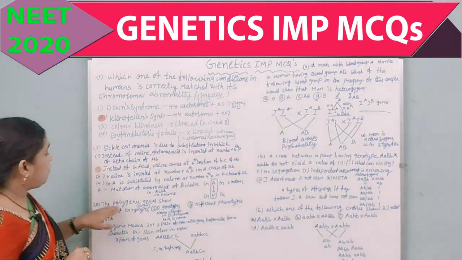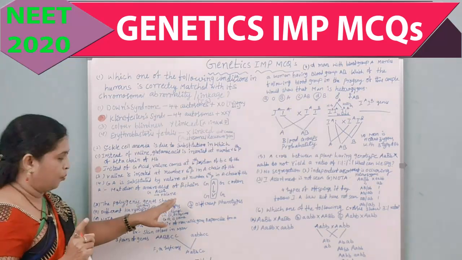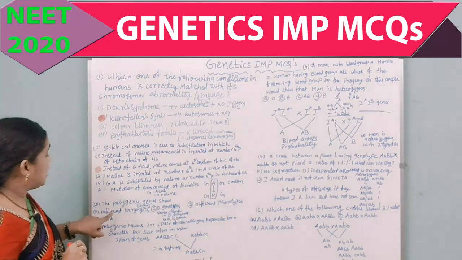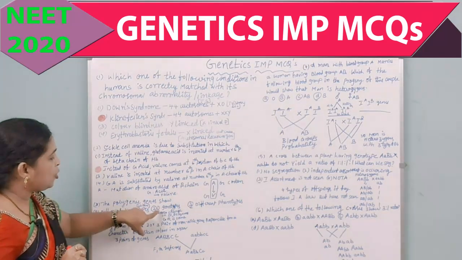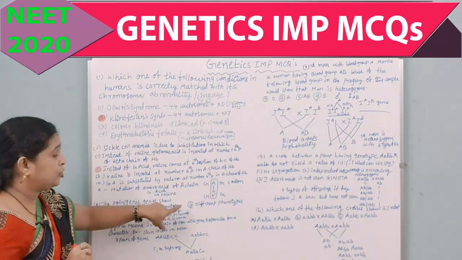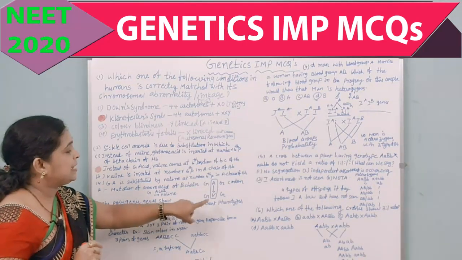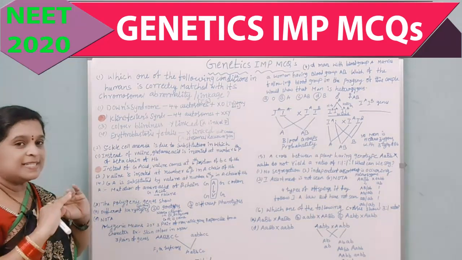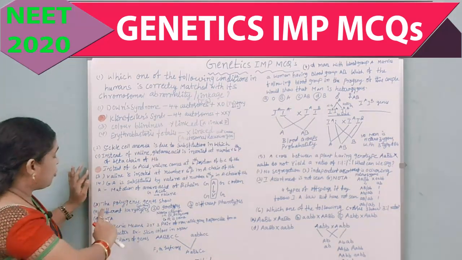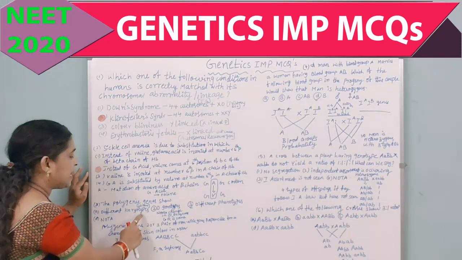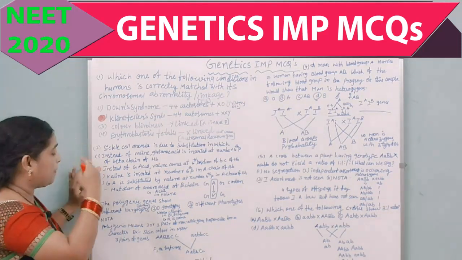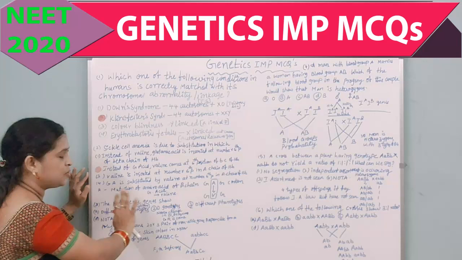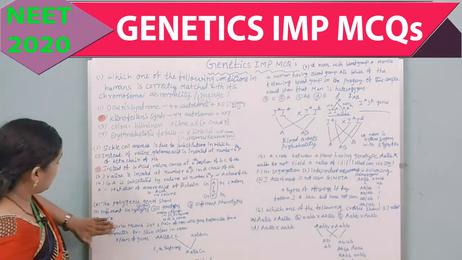Third one: polygenic genes show. The options given are: A, different karyotypes; B, different genotypes; C, different phenotypes; and fourth option is NOTA, meaning none of the above. Coming to option A, different karyotypes: karyotypes totally represent the chromosomes, so this is not the one. You can eliminate it.